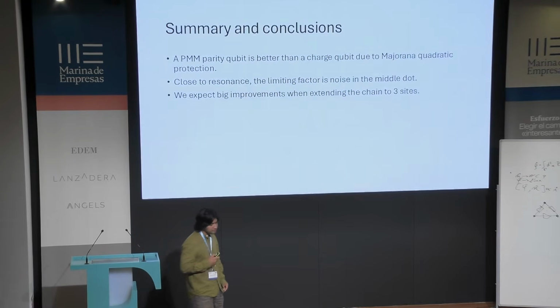So as a summary, yes, a parity qubit made of Poor Man's Majorana is actually better than just a charge qubit because there's a degree of protection coming from the Majorana excitations. In a PMM, it's quadratic, but as you make the chain longer, the protection increases. If you are closer to resonance, the limiting factor is the noise in the middle dot. And we find that if you make chains longer, the improvements that you will find in coherence are promising to be able to do several coherent operations before you actually decohere.